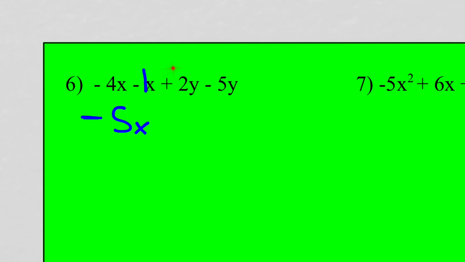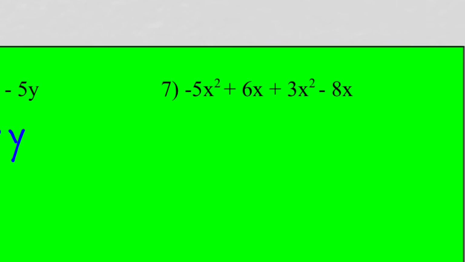And this is positive 2y and negative 5y. The signs are different, so you subtract 5 minus 2, which is negative 3y, because you have more negatives than positives. So as simple as they can get, this is negative 5x and negative 3y. You can't combine terms that have a different variable part.